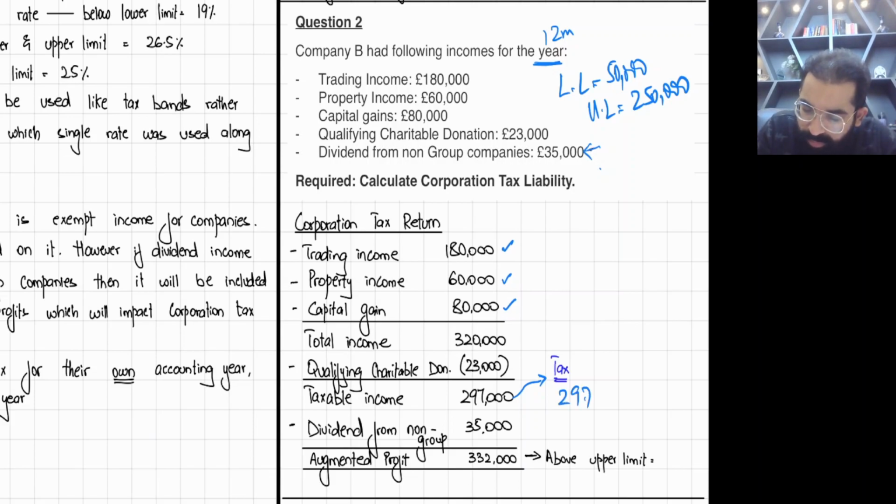So 297,000 times 25% is 74,250. Okay, so one more question done. Question number 2 is also done.